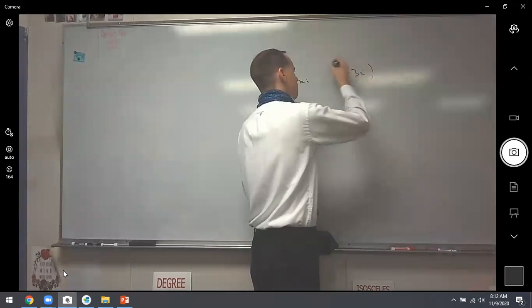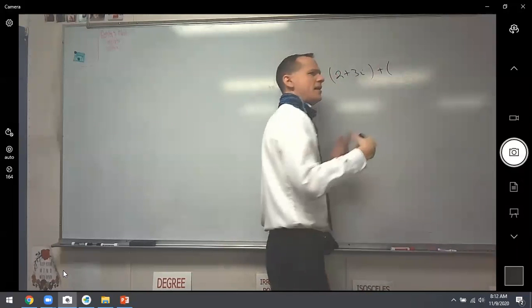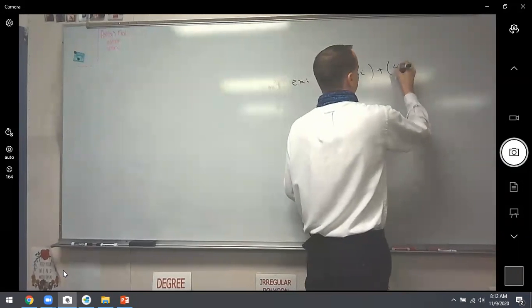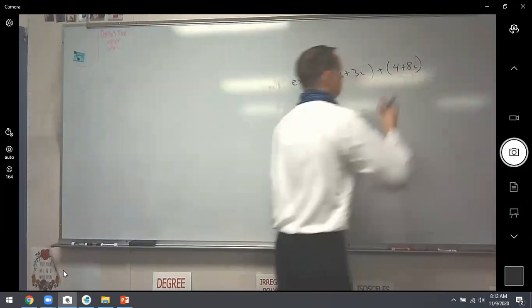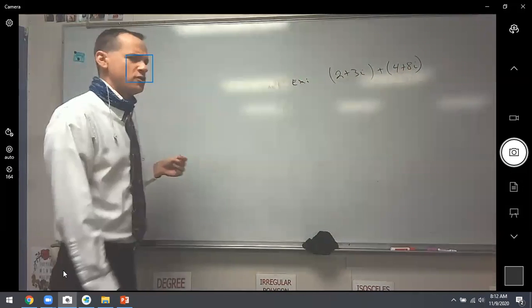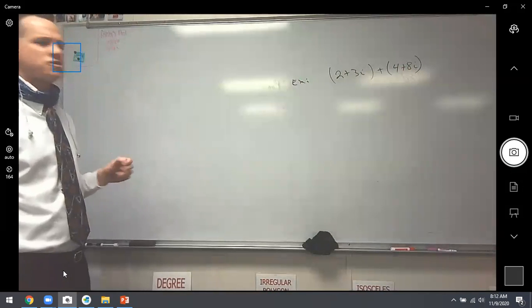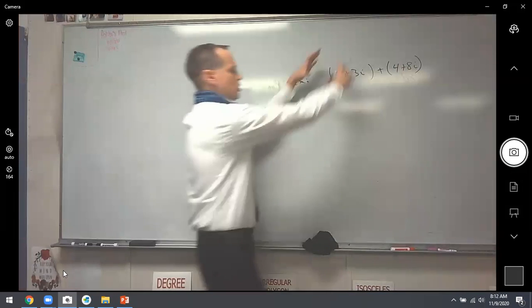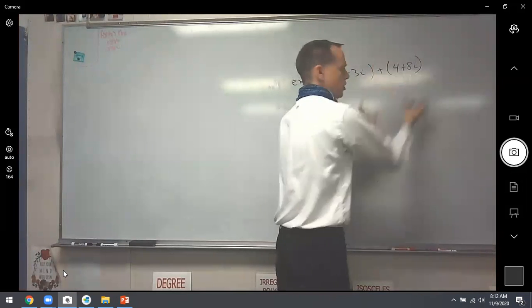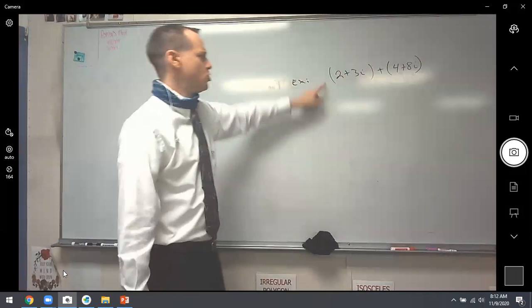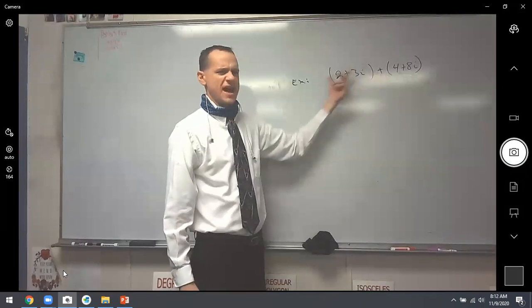Here's a complex number plus, I'm going to add another complex number. How about 4 plus 8i? Now my parentheses are useless right here. The only reason I put them there is to lump them together. Here's a complex number, and here's a complex number, but they really don't do anything because there's this plus in the middle. I'm just adding things up.